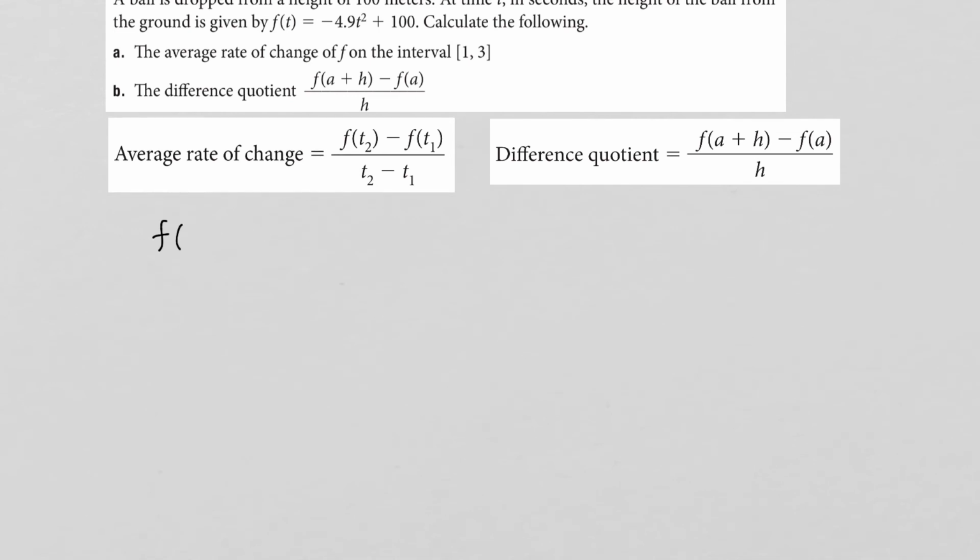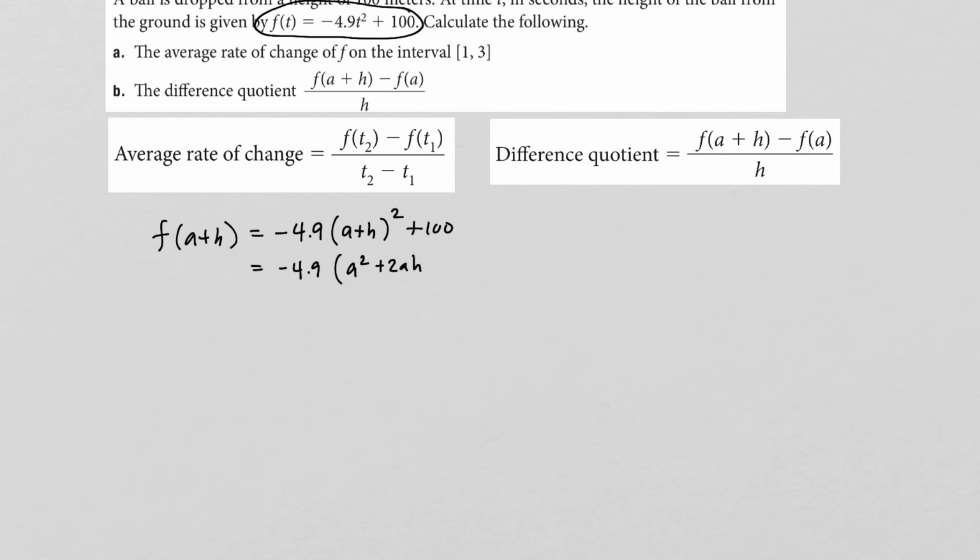So to do this, first of all, we have to compute what is f of a plus h. Well, f of t is this function. So f of a plus h will be negative 4.9 times a plus h squared plus 100. This is negative 4.9 multiplied by a squared plus 2ah plus h squared plus 100. And this is negative 4.9 a squared minus 9.8 ah minus 4.9 h squared plus 100. So that is f of a plus h.